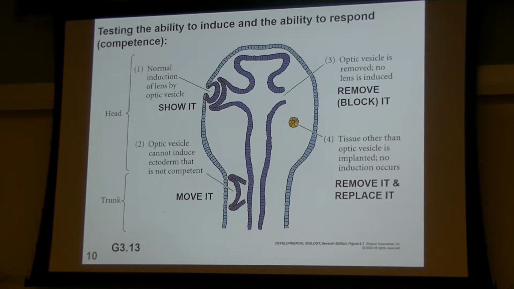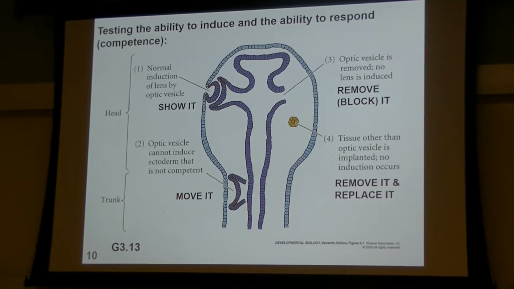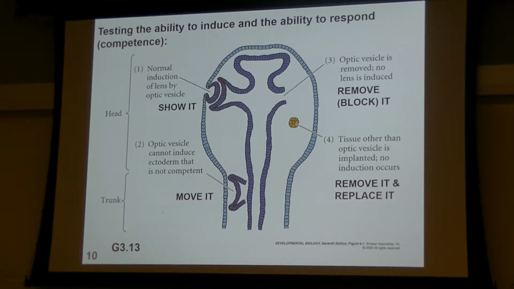So how do we tease this apart experimentally? What can we do for show it, move it, or block it experiments to try to learn something about this system and the timing of it and how it's happening? Who is the inducer? Who is the responder? These are some ideas of experiments that could be done in, say, frogs or maybe even mice or maybe chicks.